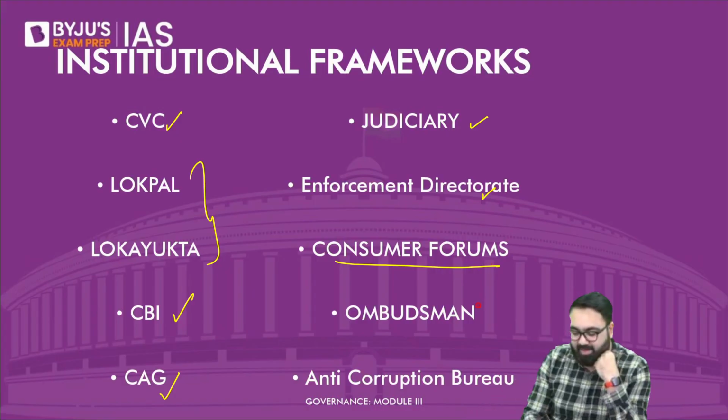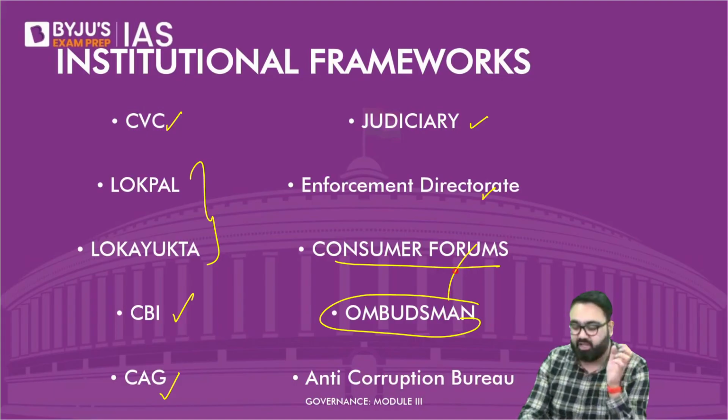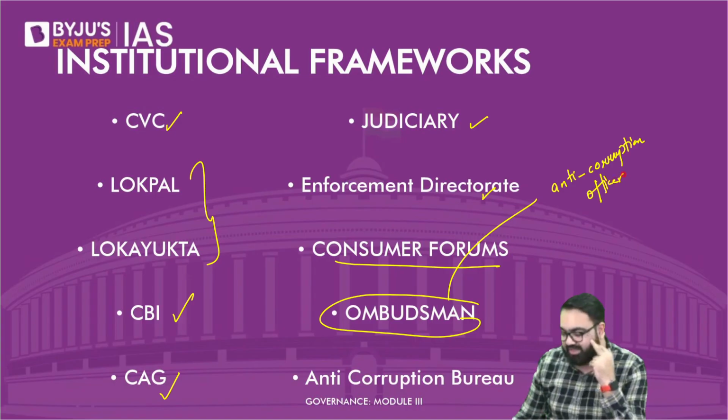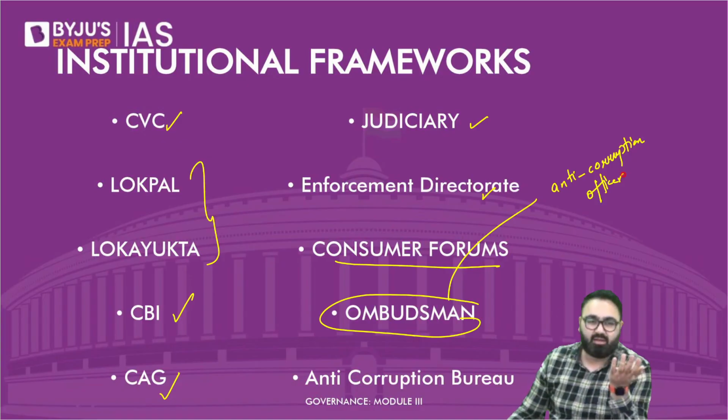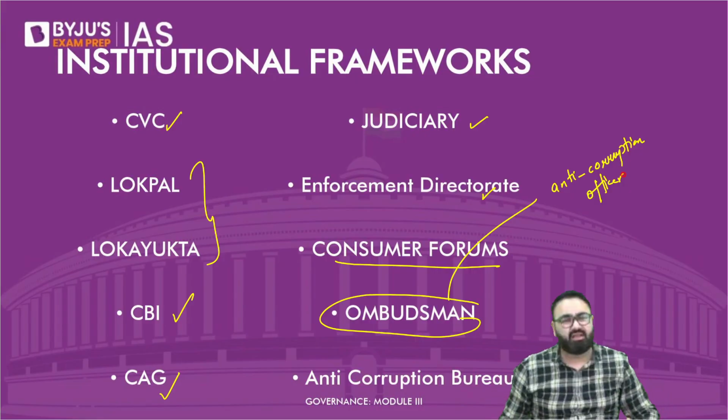Then we have Ombudsman. What is Ombudsman? In India, we don't have a post that is called the Ombudsman. Ombudsman is a generic word used for any anti-corruption officer. There is no one single post in India that is called the Ombudsman. Lokpal can also be called an Ombudsman. RBI has their own Ombudsman. Banking sector, the banks have their own Ombudsman. But Ombudsman is a generic term used for any anti-corruption officer.